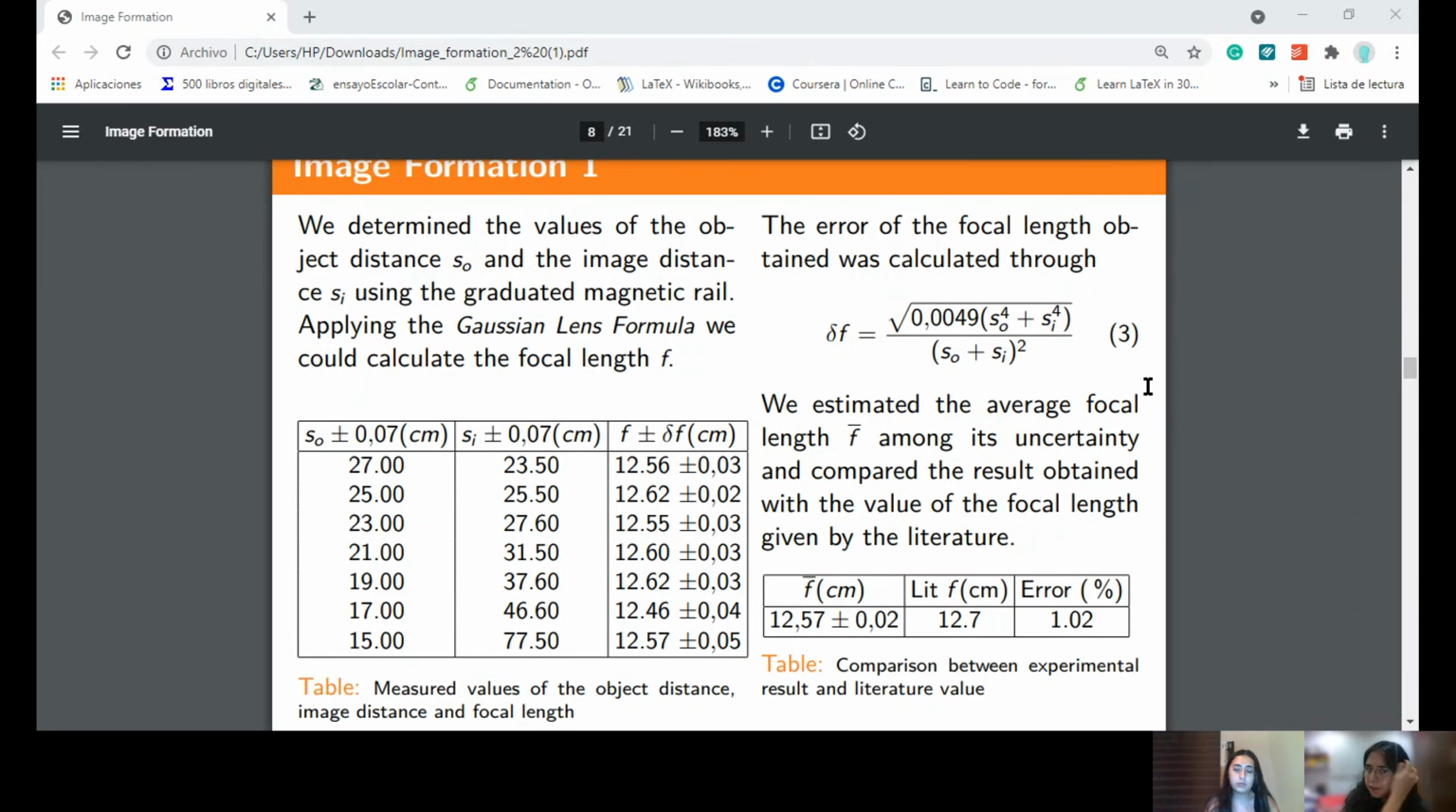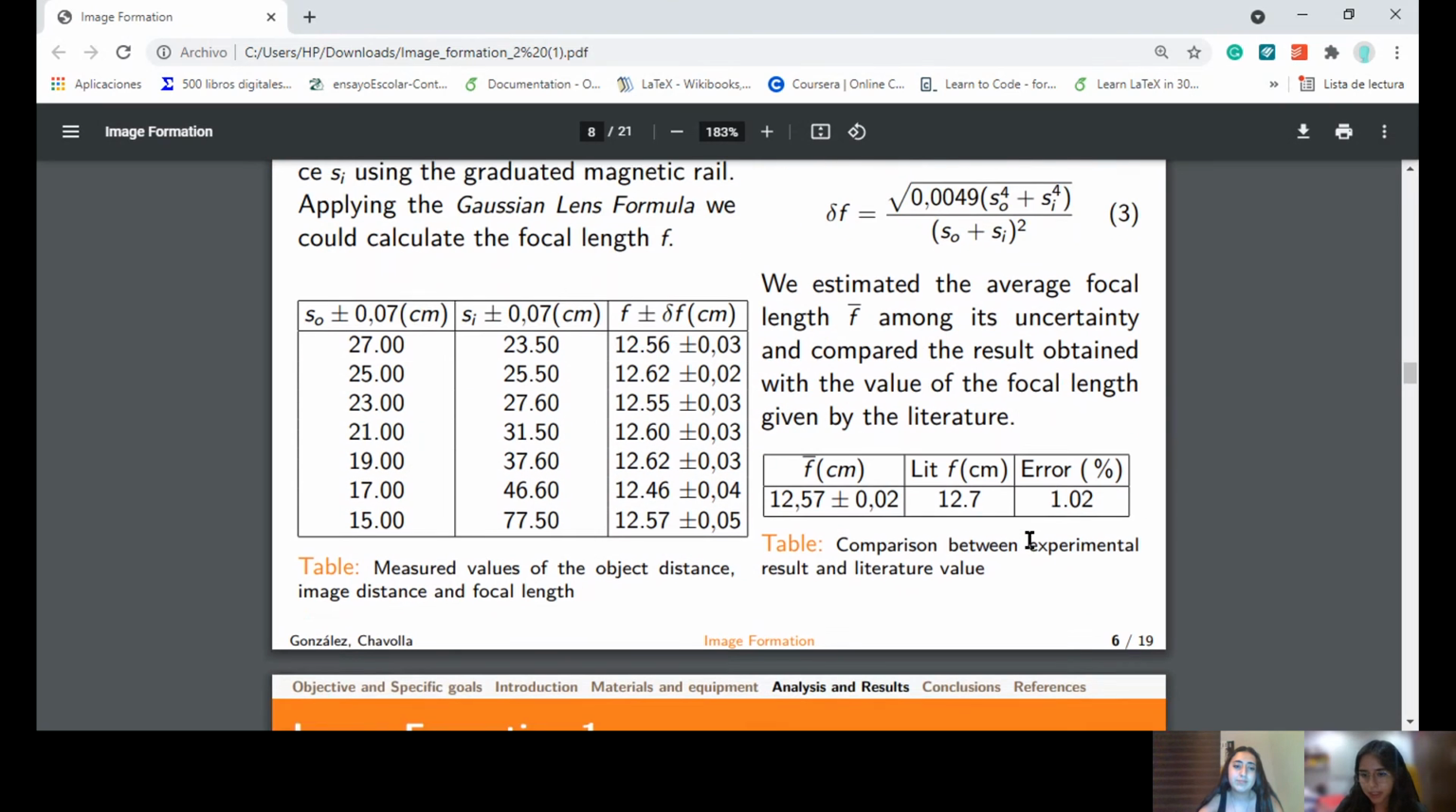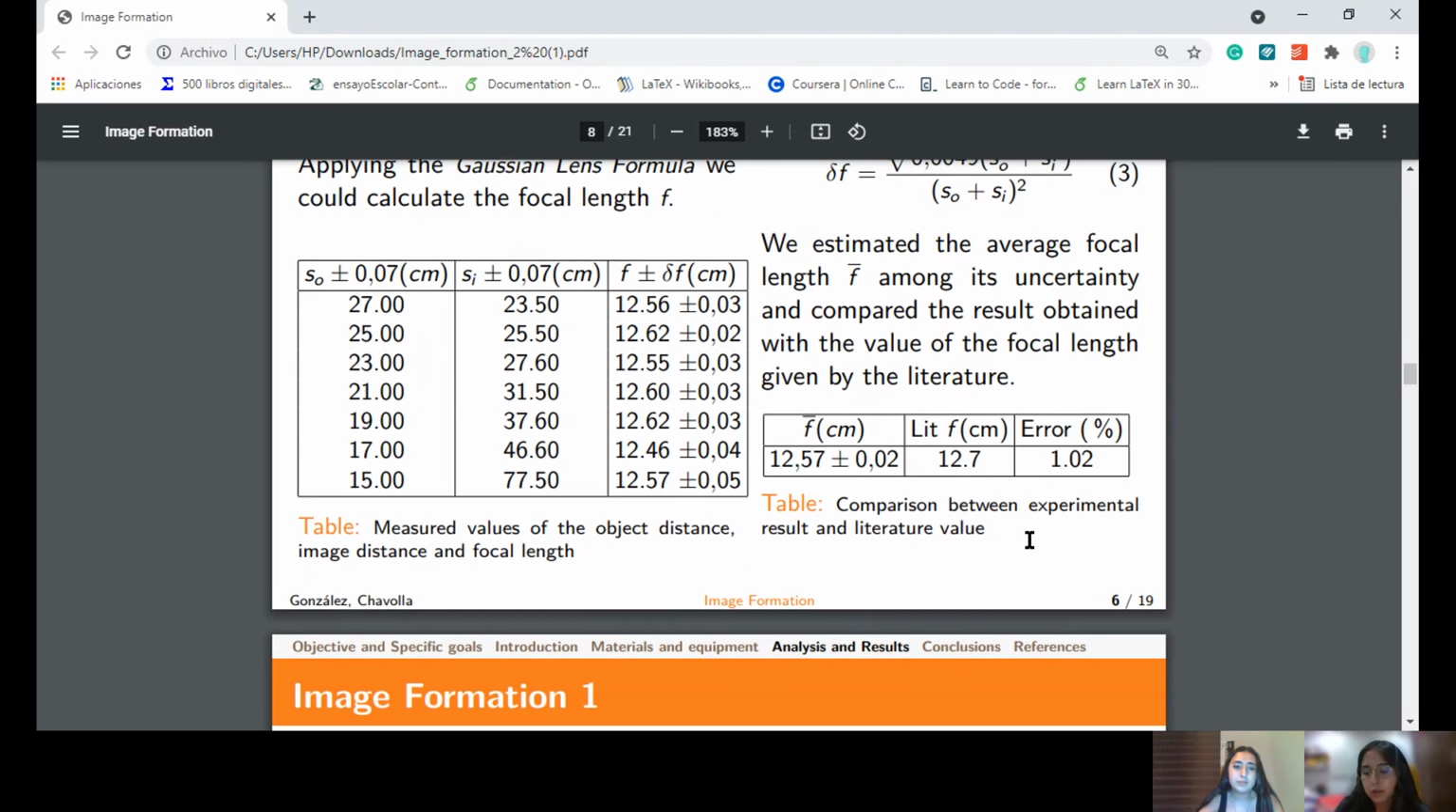In the first activity, we determined the value of the object distance and the image distance. Applying the Gaussian lens formula, we could obtain the focal length. As we present in the first table, the error of the focal length was calculated using this equation. Then we estimated the average focal length and its uncertainty, and we compared the result with the one in the manufacturer's manual. We obtained an error of 1.02%.